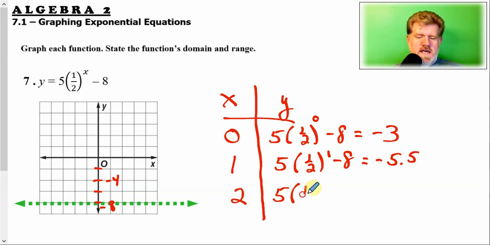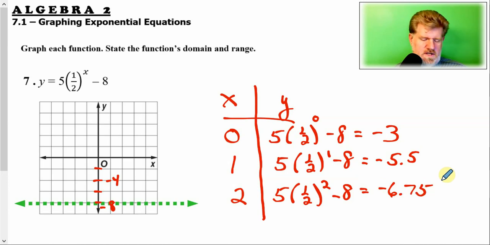Now I'm going to take half of this again. Remember, not half of the whole thing, half of this number here. So let's see. So that was 5. Then it was 2.5. What's half of 2.5? 1.25. What's 1.25 minus 8? It's -6.75. So that's probably enough to get a decent looking graph here and see what we got.